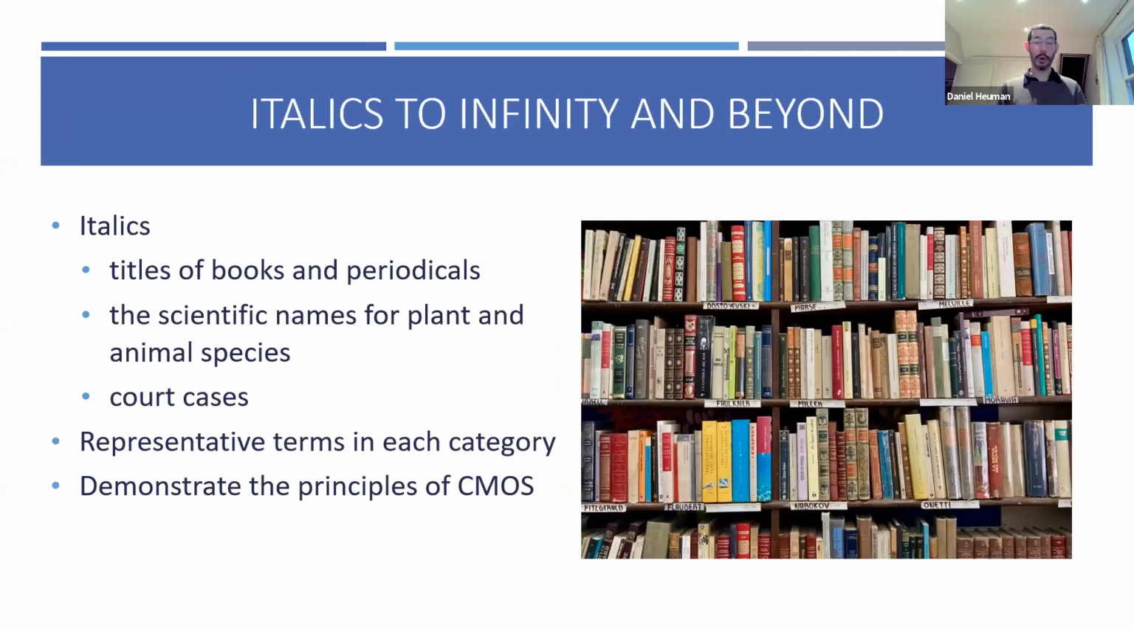And again, more examples, you see the different ways in which we cope with this. With italics, Chicago has a preference of italics for the names of books and periodicals and plant and animal species if they're in their scientific name, or court cases, and we can't include the infinite list of all the books and all the periodicals and all the court cases. It's not an infinite list, I suppose, but my God, it's a long, finite list.